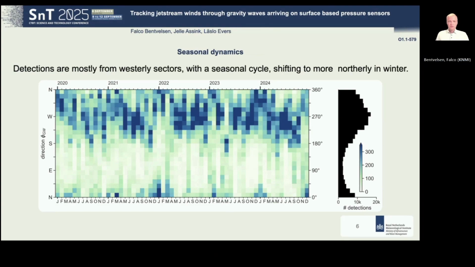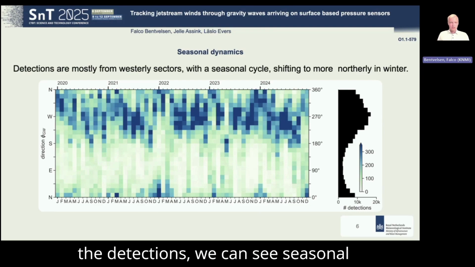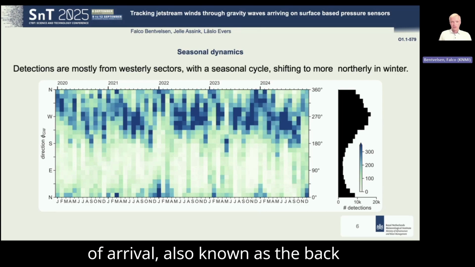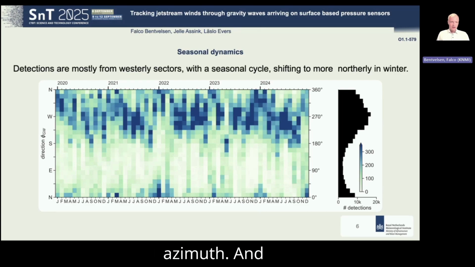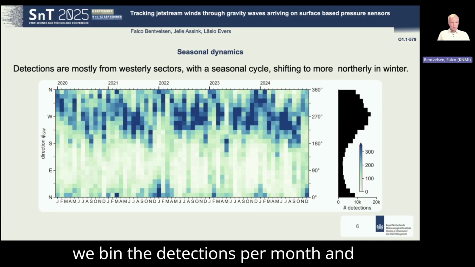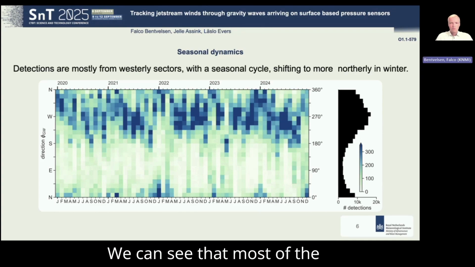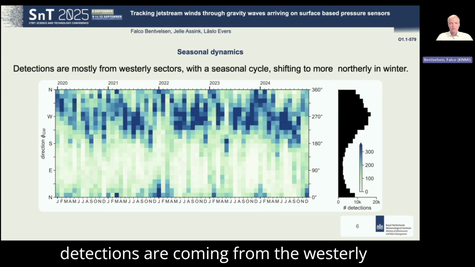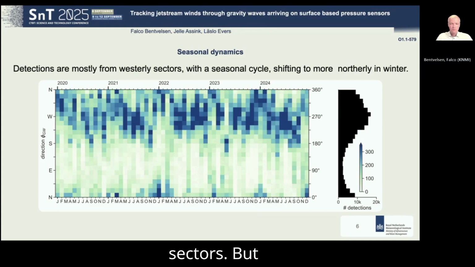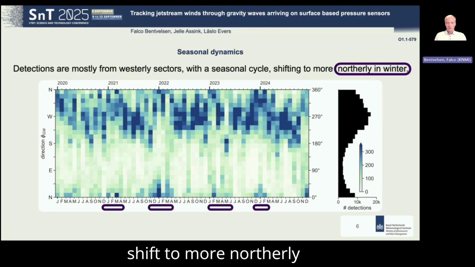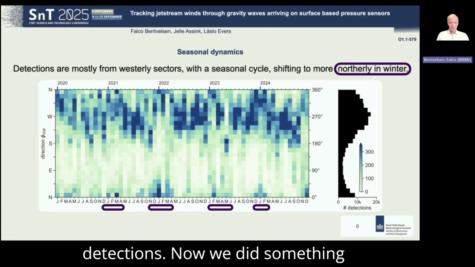And in this, when we bin all the detections, we can see seasonal dynamics. So here we have the directions of arrival, also known as the back azimuth. And we bin them per month and per direction bin. We can see that most of the detections are coming from the westerly sectors, but in the winter months, there's a bit of a shift to more northerly detections.